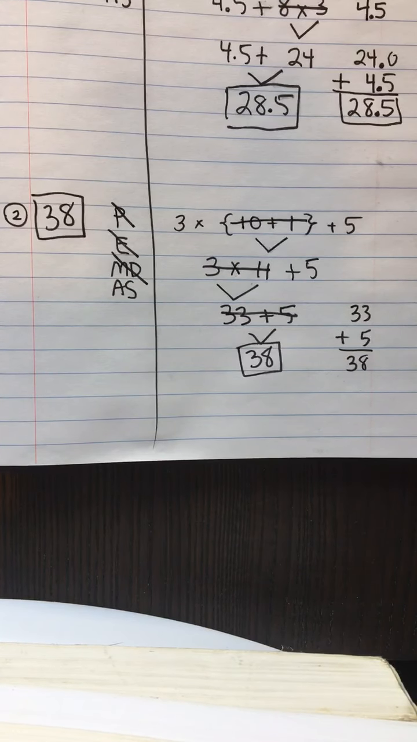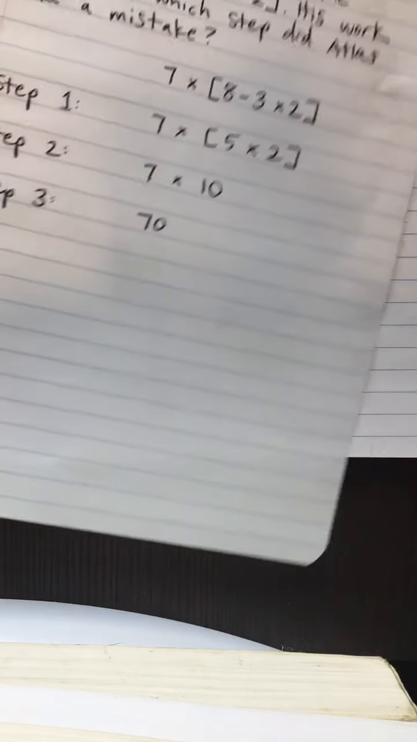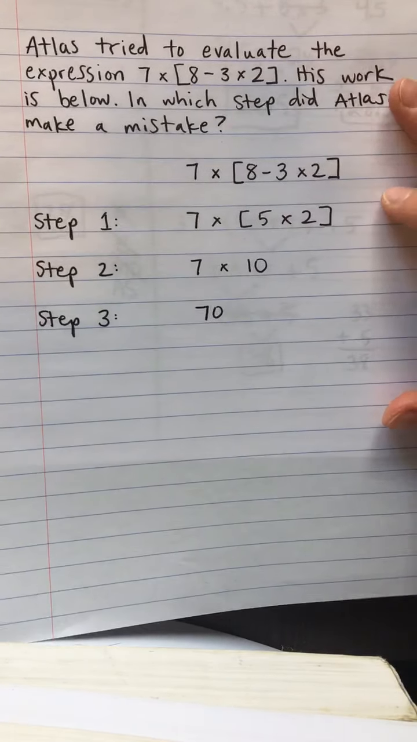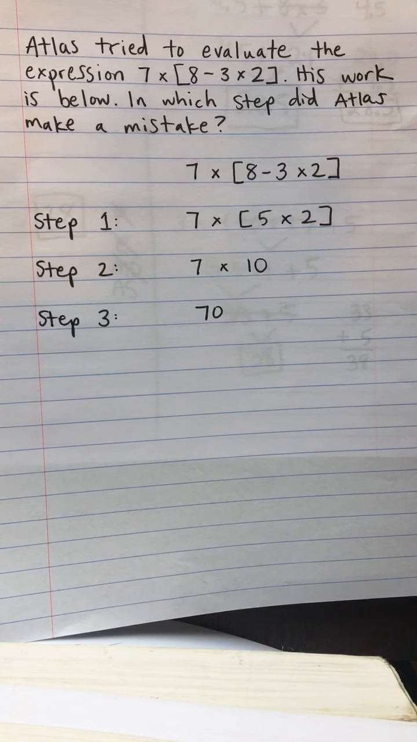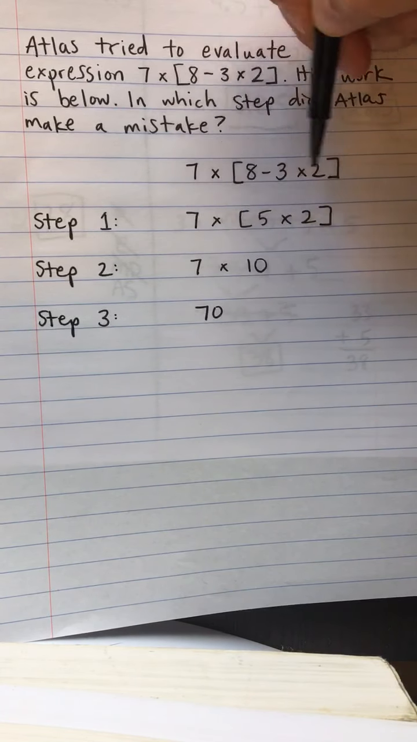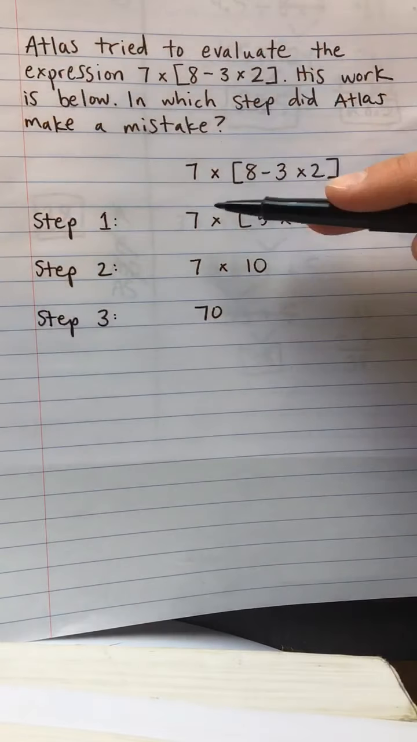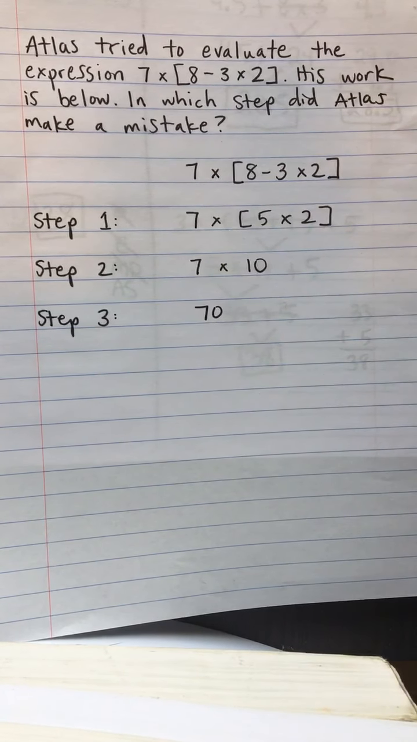All right, and our third and last problem we're going to do together is kind of a word problem. So Atlas tried to evaluate the expression 8 times bracket 8 minus 3 times 2, end of bracket. His work is below. In which step did Atlas make a mistake? So I have my first problem, and then it shows the steps that Atlas went through. Step 1 being here, then step 2, and then he got to a final answer of 70. How I would solve this problem is I would do it myself to see where our work does not match up.